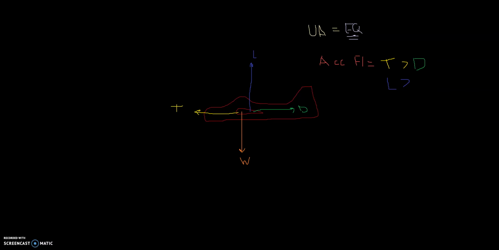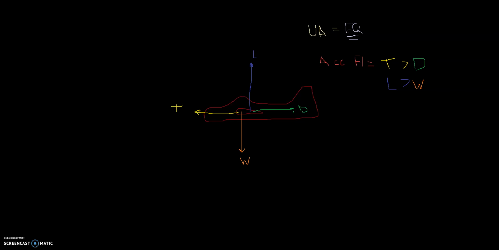We'll use the weight's color up here, so we've got to use an orange. So lift is greater than weight. And in this case now, what you have is accelerated flight. You have thrust, which is greater than drag. So basically the amount of thrust you're producing is greater than the amount of drag that you have, and the lift is obviously greater than the amount of weight that you have.